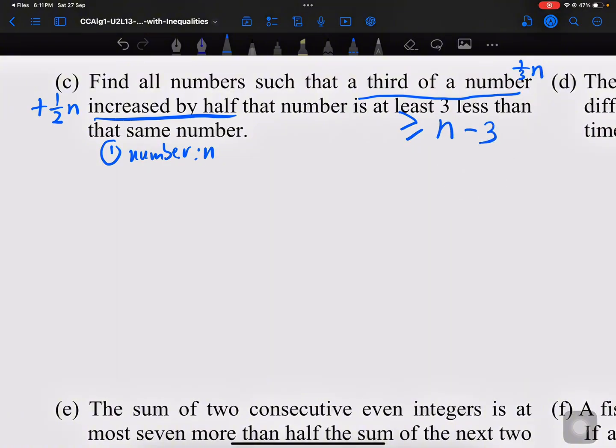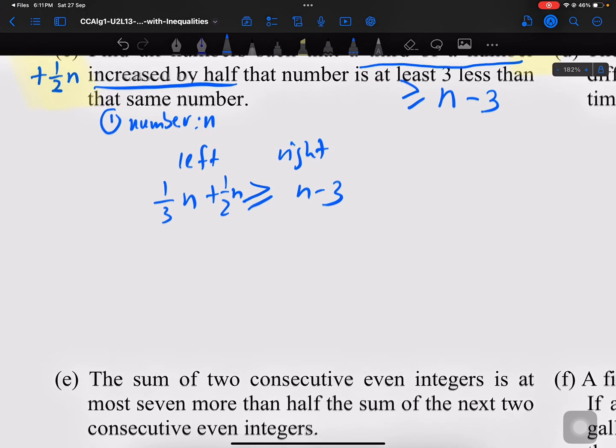So now you can see that this and this will be combined on the left side. We have left and right. In the middle, I have the at least sign, which is larger than or equal to. On the left, I have 1/3 n plus 1/2 n, and on my right, I have n minus 3. So now I already constructed my inequality form, and I will need to solve for n.